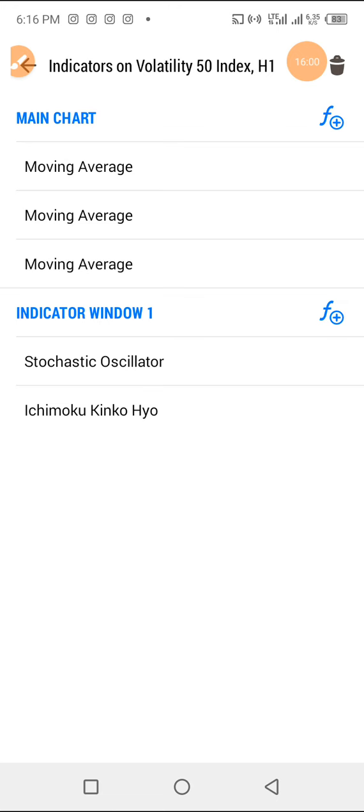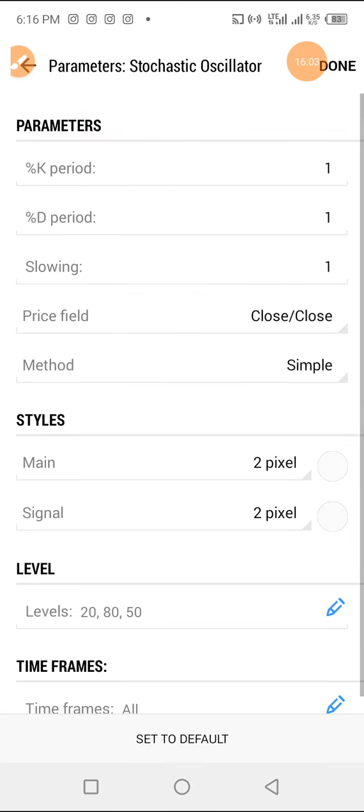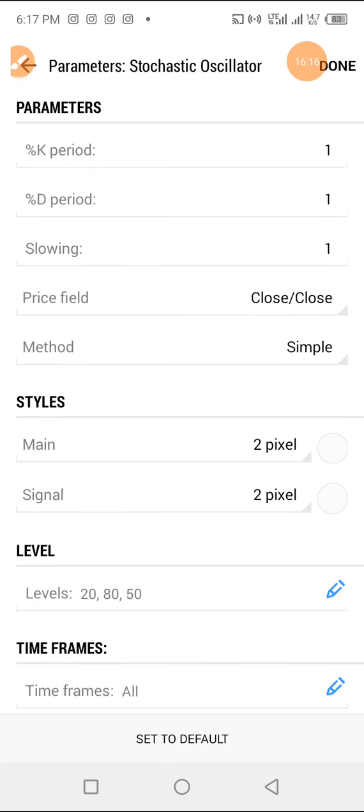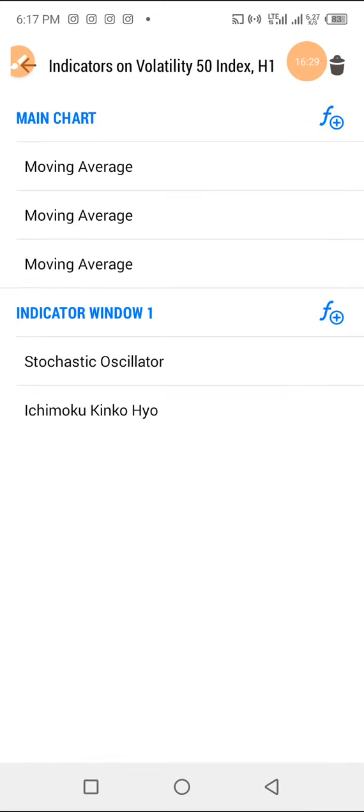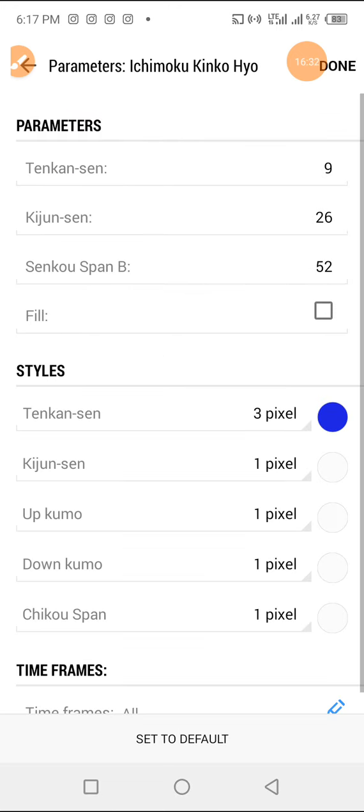Then coming to our window 1, we have the stochastic indicator. You see the stochastic indicator, we have levels 20, 80 and 50. You can see the period. The K period is 1, D period 1, slowing 1, close, simple. Then the main and the signal is your background color. If your background is white, use white. If your background is black, use black. That 50, you can use it as your TP if price gets to that zone. Then the Ichimoku is 9, 26, 52. Then the others are background color.